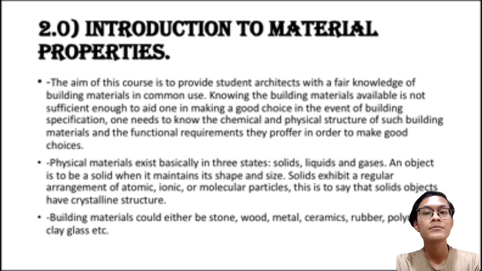Physical material exists basically in three states: solid, liquid, and gas. An object is said to be a solid when it maintains its shape and size. A solid exhibits a regular arrangement of atomic, ionic, or molecular particles. This is to say that solid objects have a crystalline structure. Building material could be stone, wood, metal, ceramics, rubber, polymer, clay, glass, etc.